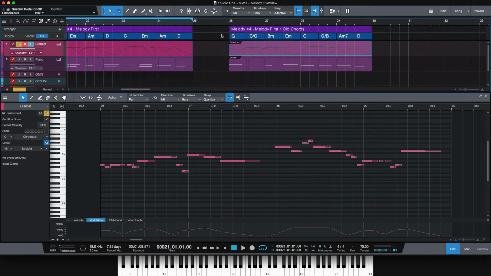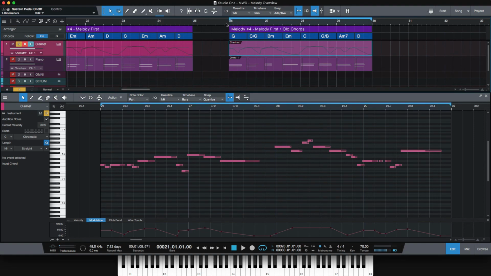So now, just for comparison's sake, I've taken the new melody and the old chords, and we'll see how they match up. They're in the same key still, of course. Not going to sound like it's terrible or anything, but you'll see what I mean.